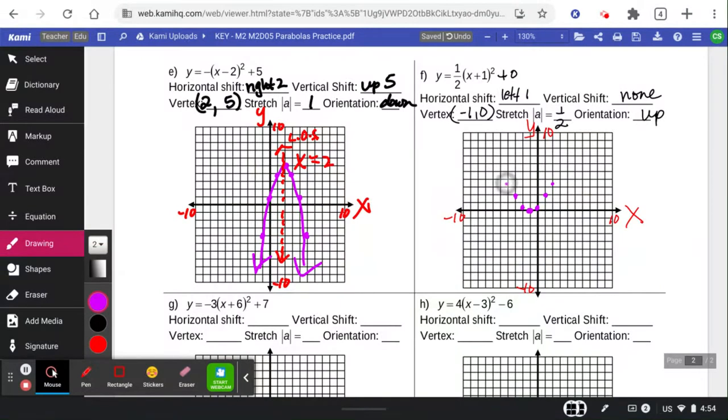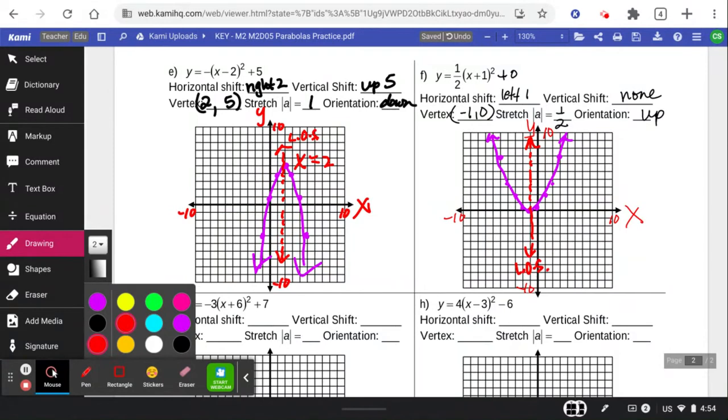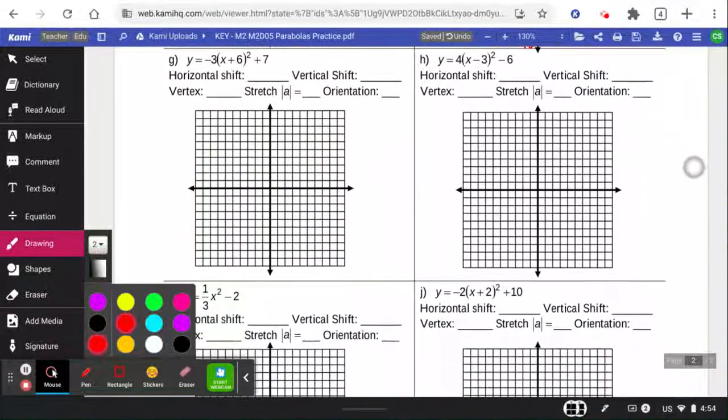Look at how slow this is growing. Out 4, up 5, 6, 7, up 8. 8 is half of the normal 16. This graph is growing half as fast as the parent graph. This is my line of symmetry. It goes directly through x equals -1. All right, I'm going to speed through these last 4. Please pause the video and you try them on your own, and then let's see how you do.